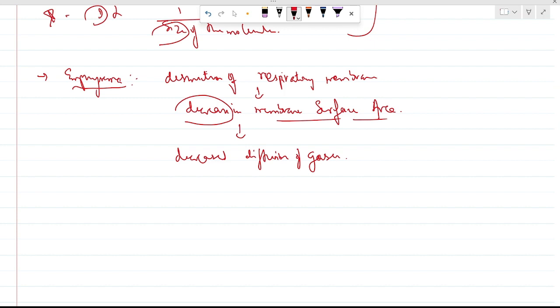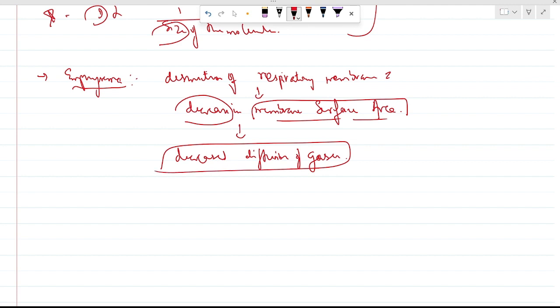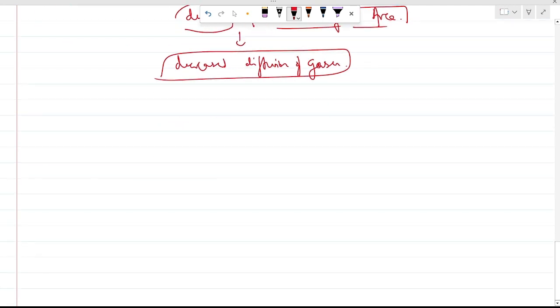It's simple stuff. Due to decrease in membrane surface area, due to destruction of the respiratory membrane, there is decreased diffusion of gases. In this condition of emphysema, there occur respiratory problems. Another condition in the lungs is pulmonary fibrosis.